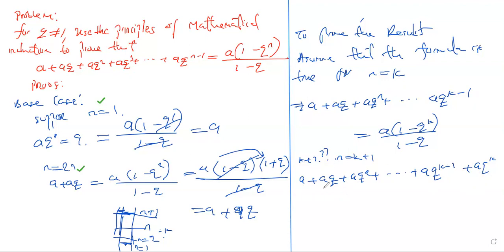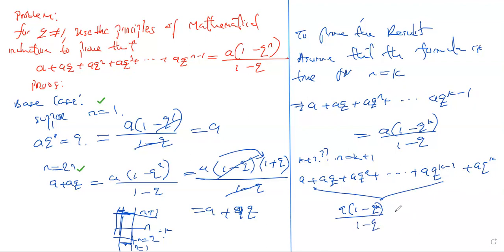But the problem is that we don't know the sum of this series. But what we know is that this part alone is equal to A(1 minus Q to the k), all divided by 1 minus Q.